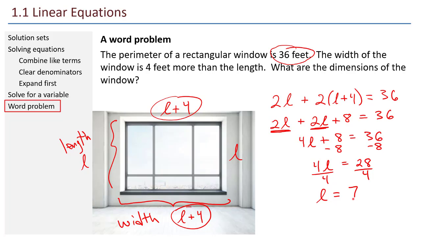So we figured it out. The length of this window, the short side, is 7. So what does that mean for the long side? Because the problem asked what are the dimensions. It wanted to know both of the dimensions. So the width, 7 plus 4, is 11. So yeah, this is a very big window.